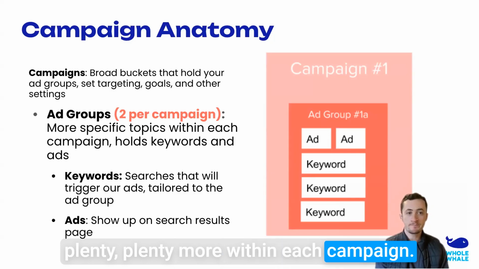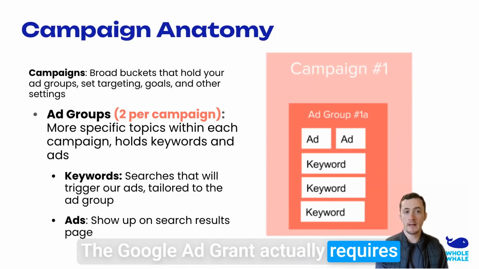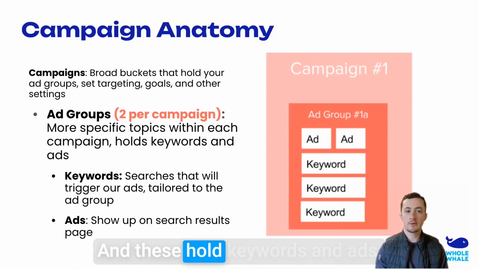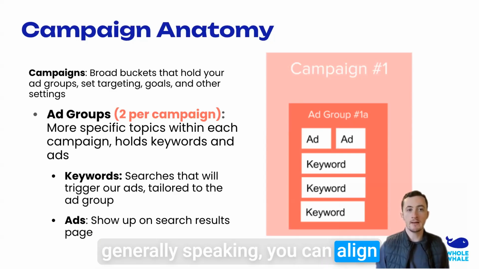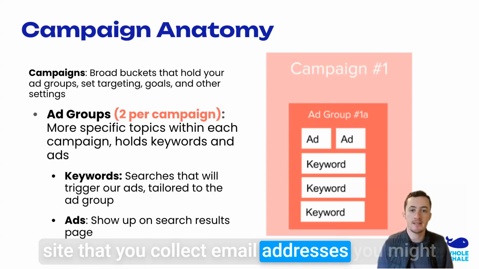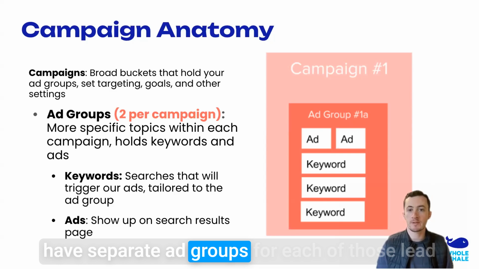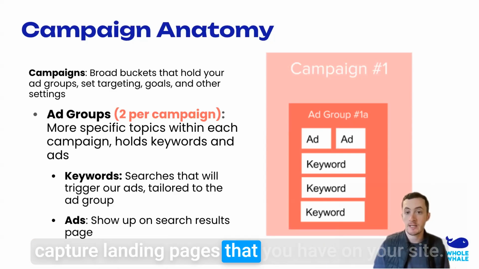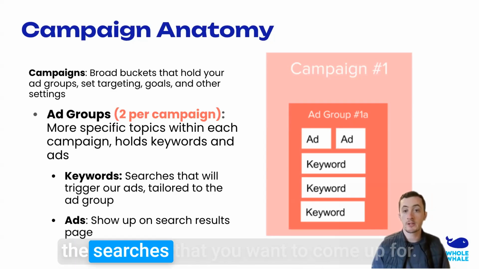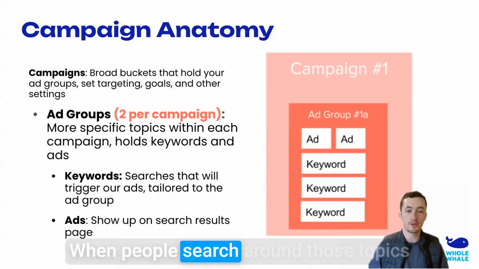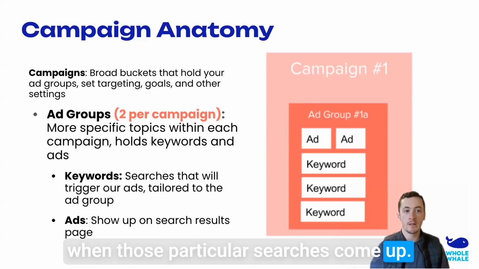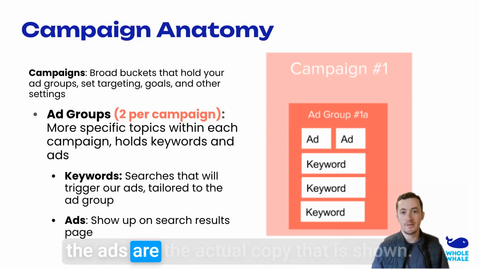Within each campaign, the Google Ad Grant actually requires at least 2 ad groups, which are more specific topics within each campaign. And these hold keywords and ads. Generally speaking, you can align one ad group per landing page, right? So if you have multiple different pages on your site where you collect email addresses, you might have separate ad groups for each of those lead capture landing pages. The keywords are essentially the searches that you want to come up for. When people search around those topics in Google, you want your ads to serve when those particular searches come up. So that is the purpose of keywords. And then the ads are the actual copy that is shown.